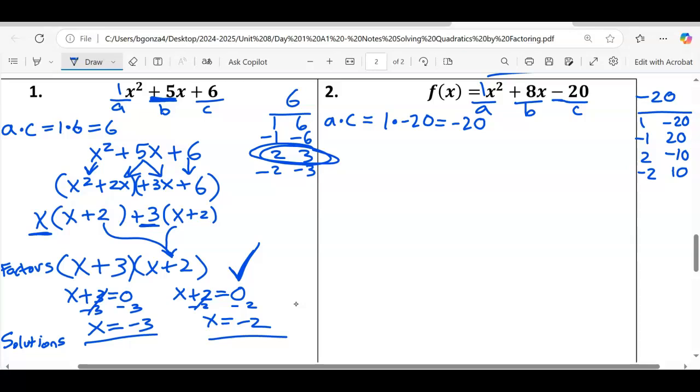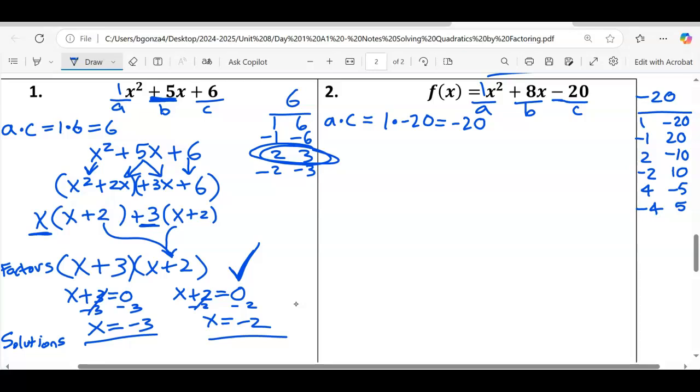4 times negative 5, negative 4 times 5. That's it, because after 4 is 5, we already got that on there. These are all the possible factor pairs of negative 20.